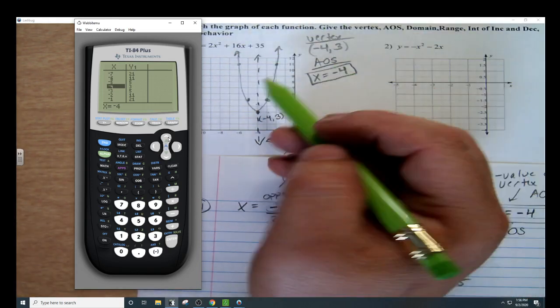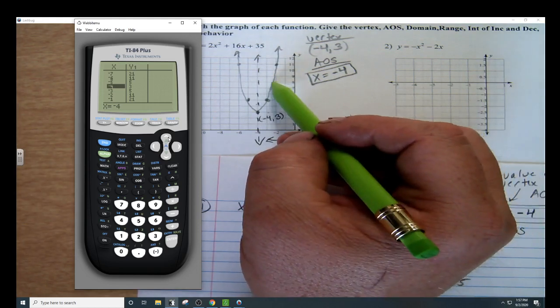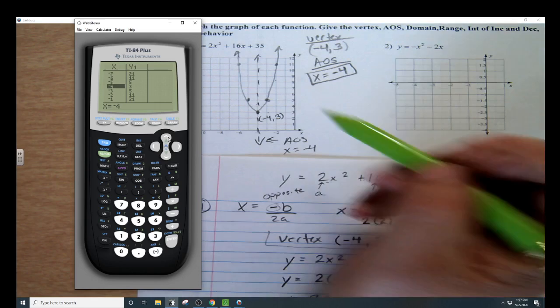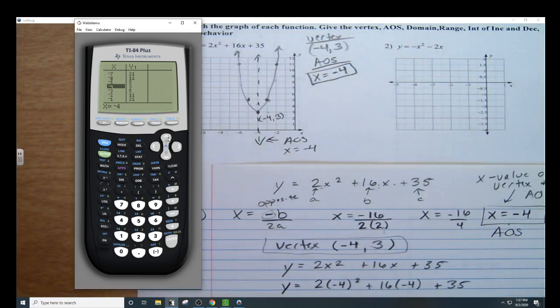Now, what that means is this is a line of symmetry. If I fold it over the axis of symmetry, it would fold onto itself. It would fold directly over here. That means it has symmetry.